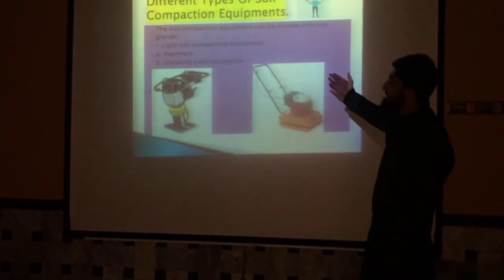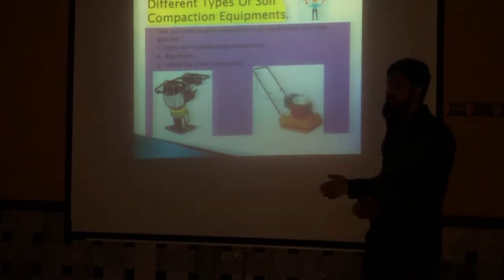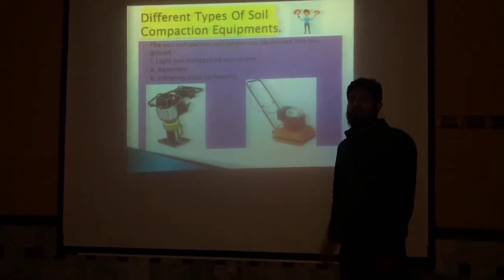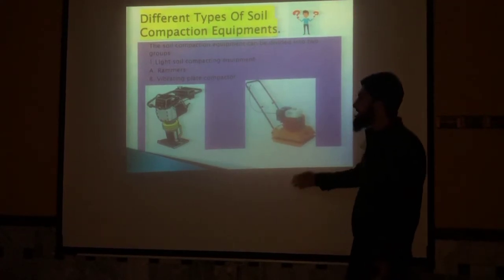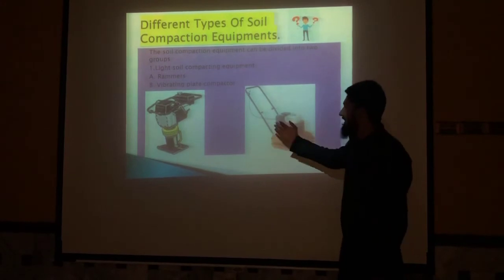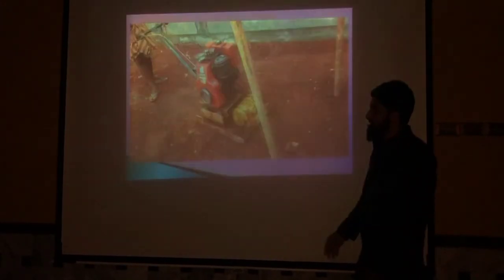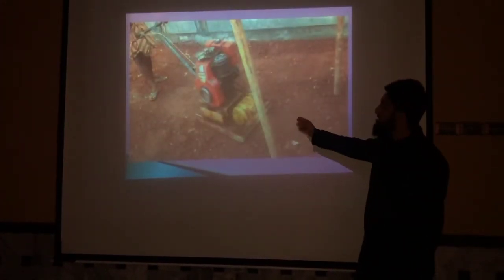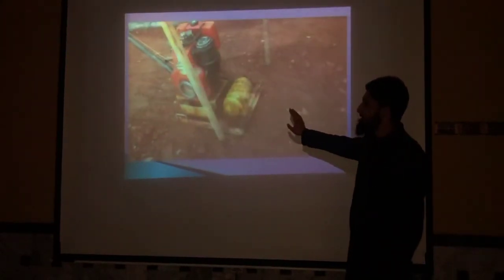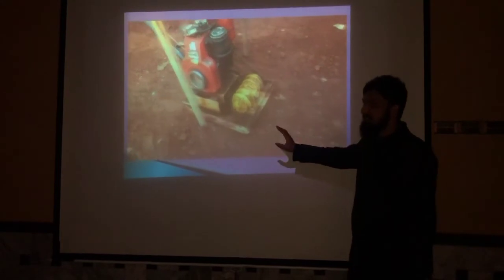Now we have the different techniques for soil compaction. If we have a smaller area, we have no need to bring bigger roller equipment. We can easily compact the soil by using a rammer or a vibrator. Here we have a small area, and this vibrator is easy to use for compacting the soil.